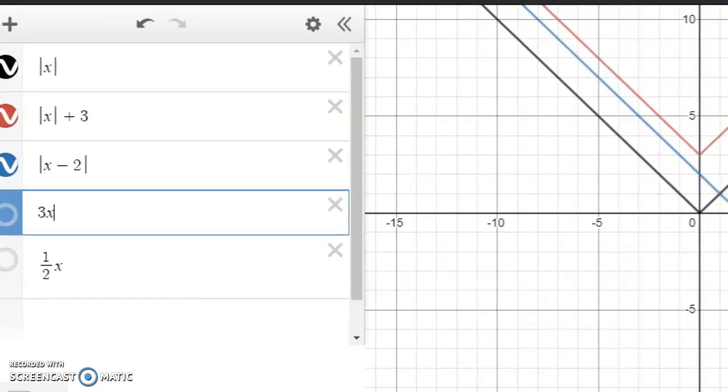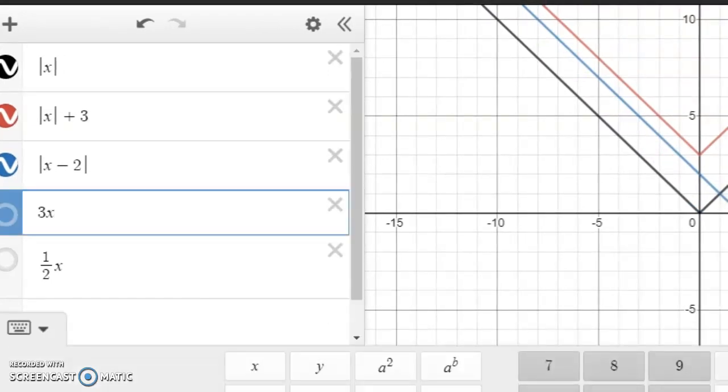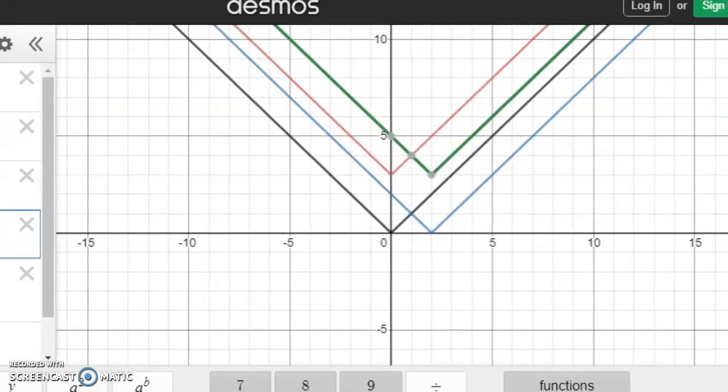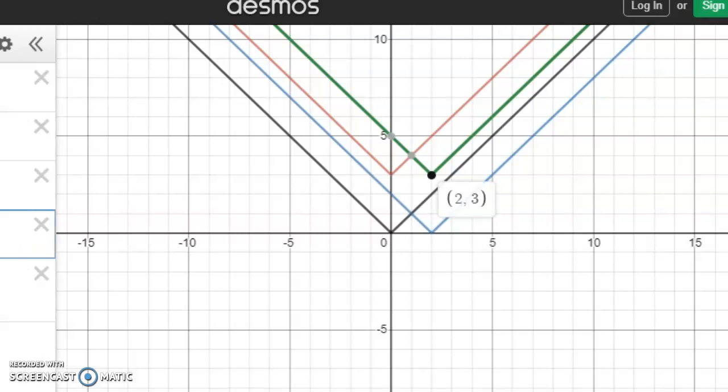Let me do one more here for you. I'm going to do the absolute value of x minus 2, and then close that absolute value, plus 3. All right, that's very interesting because that's that green one. It goes over 2 and then up 3. So the absolute value of x minus 2 plus 3 has a vertex of 2, 3.